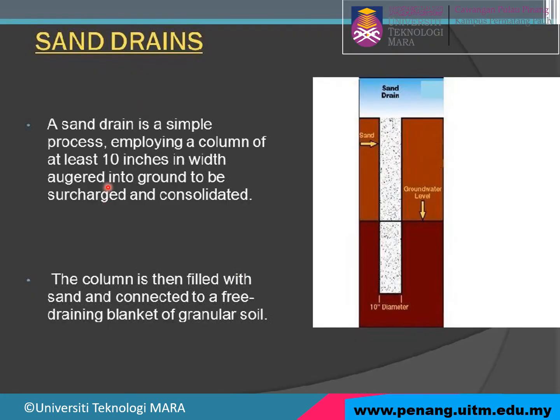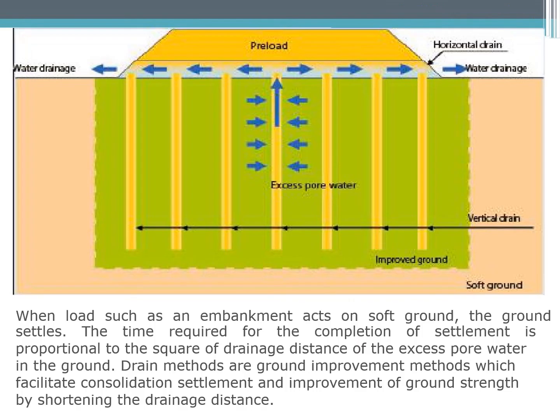A sand drain is a simple process employing a column of at least 10 inch in width, augered into the ground to be surcharged and consolidated. We have the sand drain here. The column is then filled with sand and connected to a free draining blanket of granular soil. That's what we call the sand drain. This one is different: here is the preload, and then here we apply the horizontal drain, water drainage. So this is a combination of vertical drainage and horizontal drain.